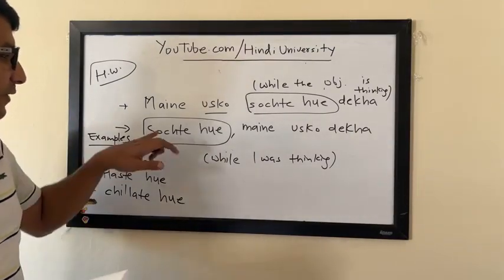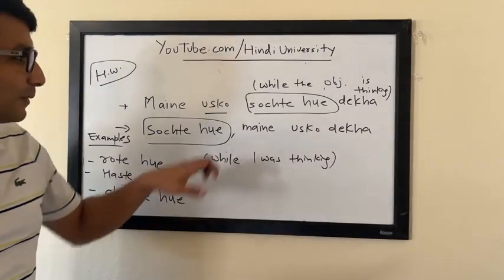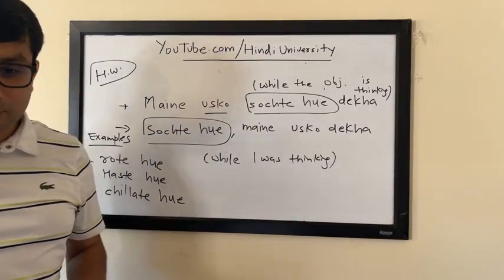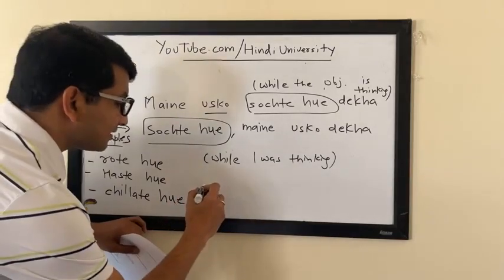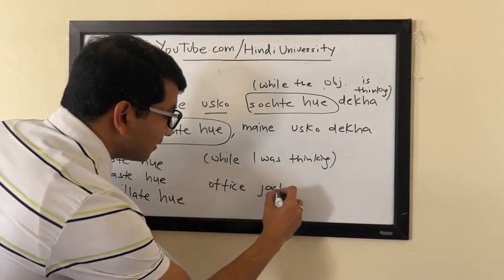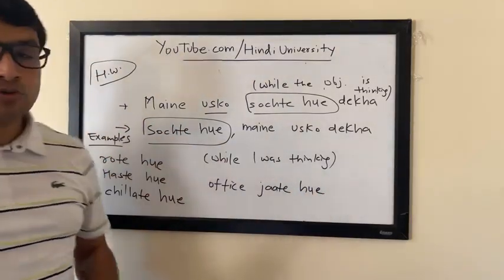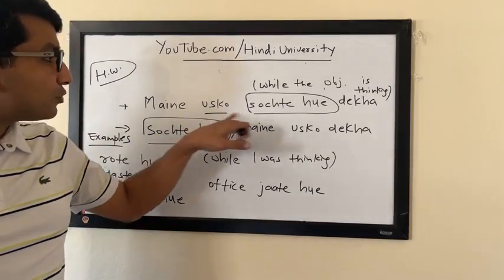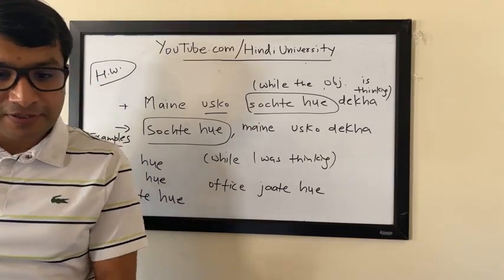चिल्लाते हुए मैंने उसको देखा, like shoutingly or screamingly. और मैंने उसको चिल्लाते हुए देखा. I saw him while he was screaming. Another example could be office जाते हुए. Office जाते हुए मैंने उसको देखा. While I was going to office, I saw him. Versus मैंने उसको office जाते हुए देखा. I saw him while he was going to office.